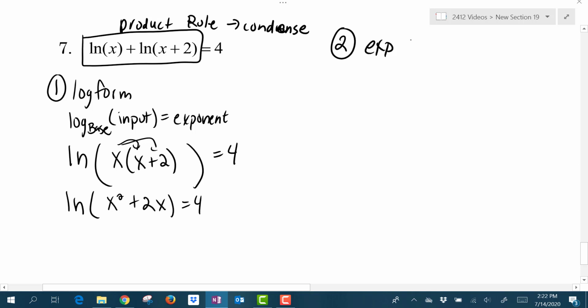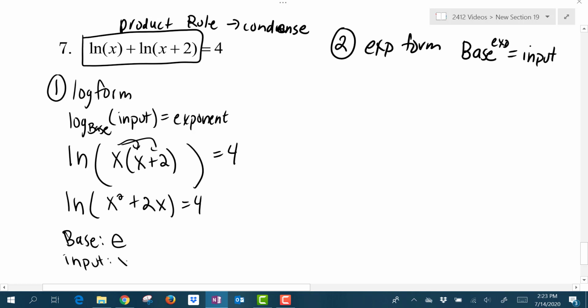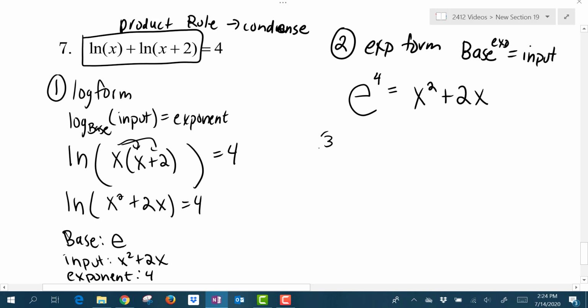Step 2 is to take that log form and rewrite it into exponential form, which means we want to take the base, raise it to the exponent power, and set it equal to the input of the log. So what is the base of this log? Well, that's e. The input of this log is x squared plus 2x, and then the exponent is the 4 on the other side of that equal sign. So let's rewrite it in exponential form. The base of the log, e, to the exponent 4, equals x squared plus 2x. And so now we're going to solve for x.